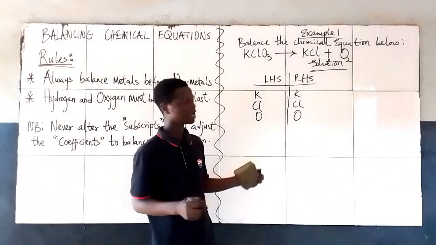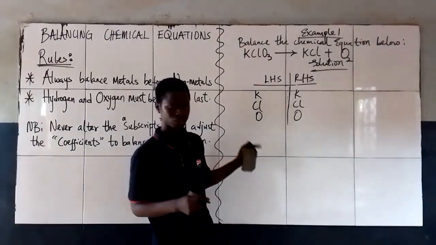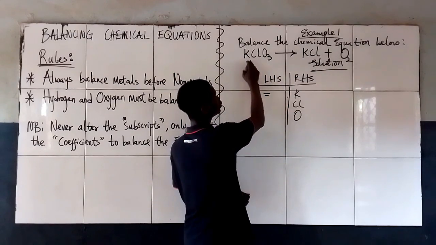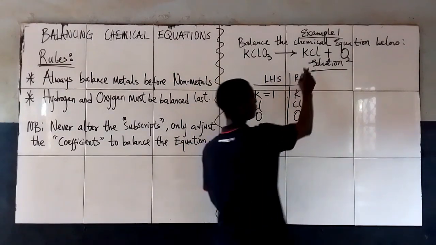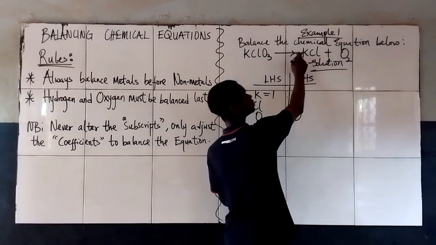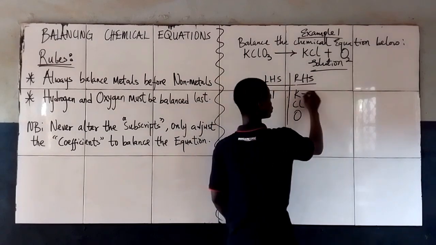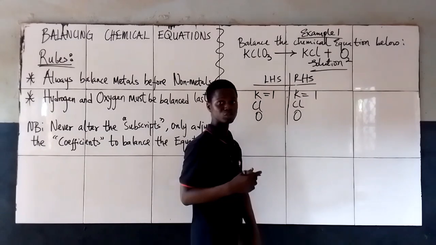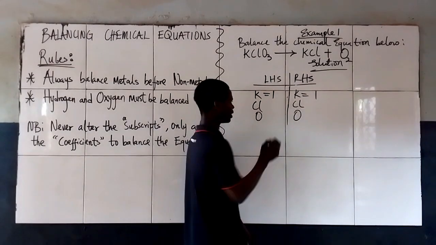Now how do we balance this? Looking at it critically. How many atoms of potassium do you have on this side? It's just one. Is it not? How many on this side? Is there any subscript? No. Is there any coefficient? No. So it's just one. So if you see, by mere comparison, potassium is equal on both sides. Is it not? It's already balanced.